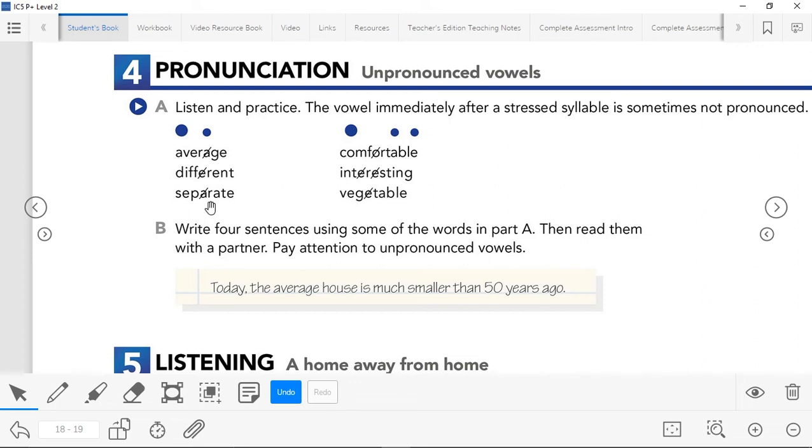It's separate, different, average, comfortable, comfortable, interesting. Okay, it's not interesting, no, interesting. Vegetable, okay, not vegetable, no, vegetable.